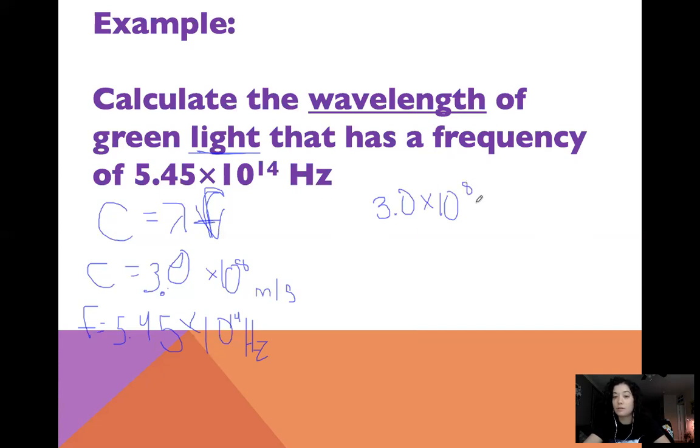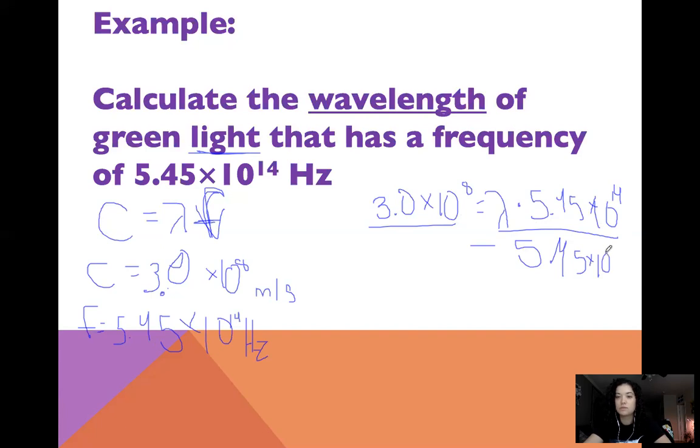We're just filling in our known information, equals lambda, the wavelength that we want, times 5.45 times 10 to the 14. If I want to get lambda by itself, I need to undo this multiplication that we see, which means we are going to divide, and whatever we do to one side, we got to do the other. So I'm dividing both sides by 5.45 times 10 to the 14. Those will go away. Same thing over here.